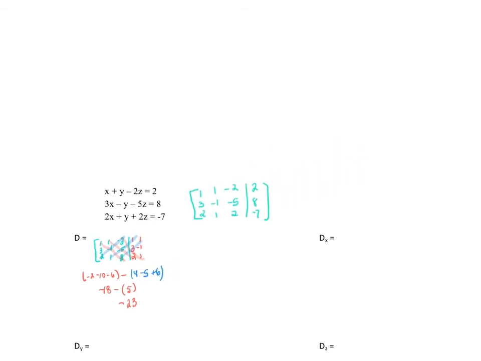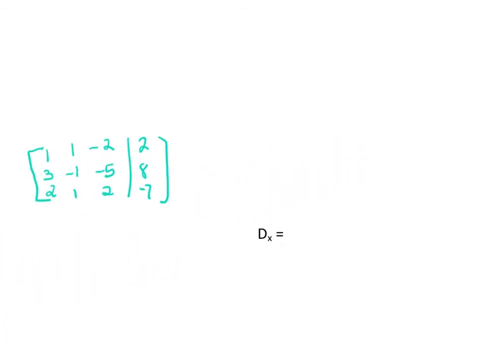So now to find d sub x. I'm going to write answers in the first column for x, 2, 8, negative 7. Then I have my y coefficients, 1, negative 1, 1. My z coefficients, negative 2, negative 5, 2. Rewrite the first two columns. So 2, 8, negative 7, 1, negative 1, 1. Find my majors and my minors and subtract.